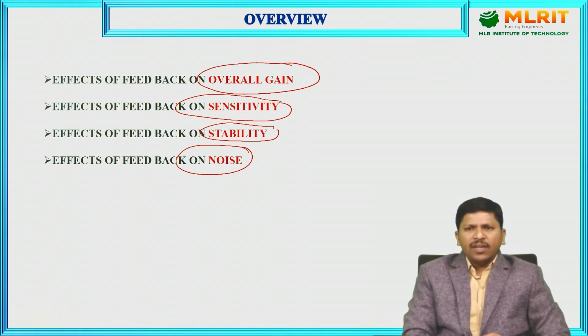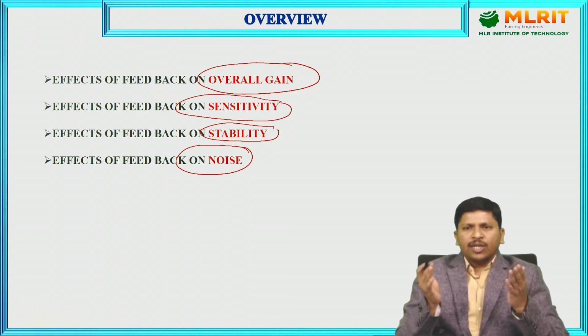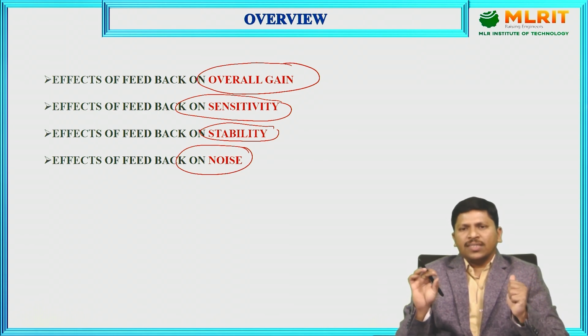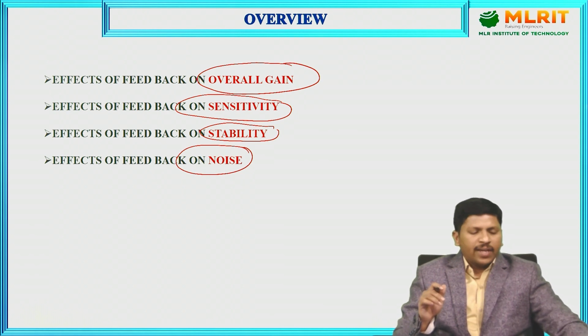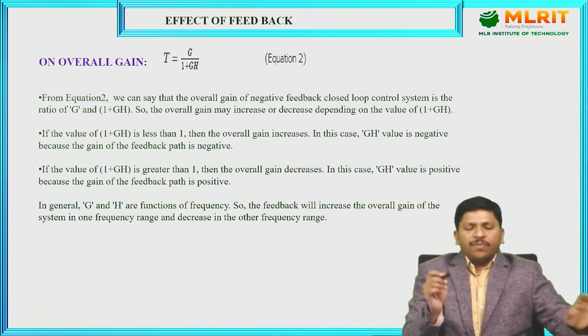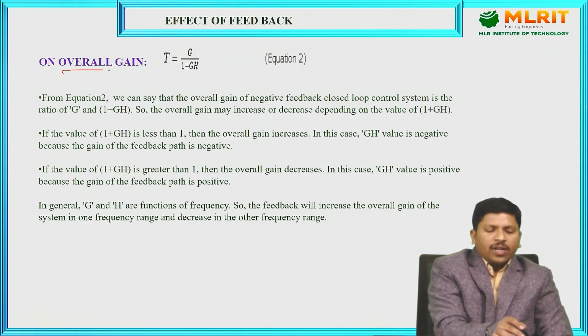What is meant by feedback? We learned from the previous session that feedback is nothing but some of the output being returned back to the input side and used as a system input. That path is nothing but the feedback. Next, the effects of feedback on the overall gain.